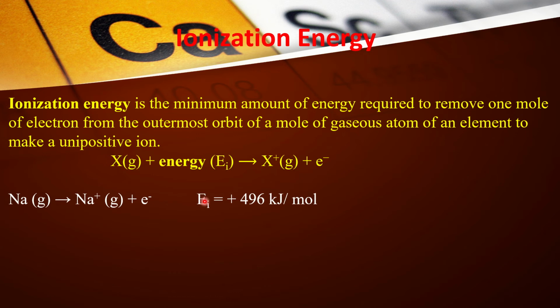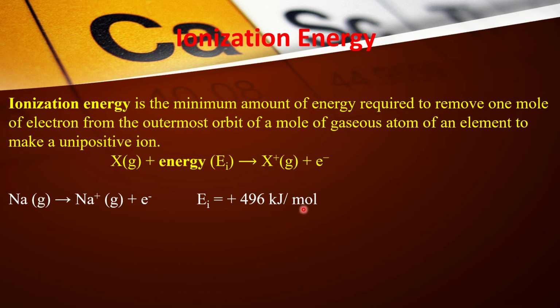You know, there are 2 types of change. One is exothermic and another is endothermic. In exothermic process, the energy is produced, and in endothermic process, the energy is needed. The energy is absorbed by the process, and when the energy is absorbed, then the value of energy is positive, and the energy that is produced, this value of energy is negative. This is exothermic process. Ionization energy is an endothermic process. So it is plus 496 kilojoule per mole.